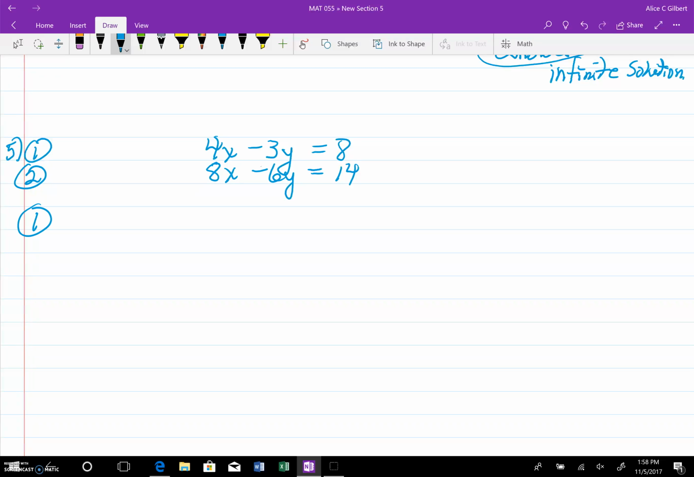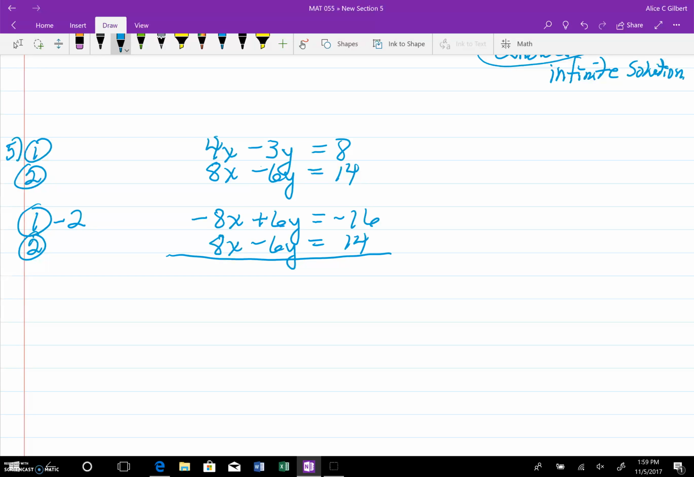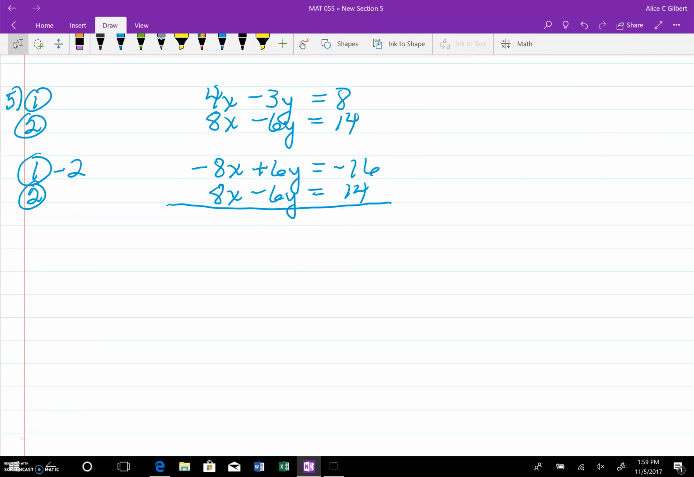Okay, so in my first equation, I'm going to multiply by -2. So -2 times 4 is -8x. And -2 times -3 is positive 6y. And -2 times 8 is -16. Now, I'm not going to do anything again with the second equation. So I just write it down. Put your line. It makes a difference. I know you guys don't think so, but it will.